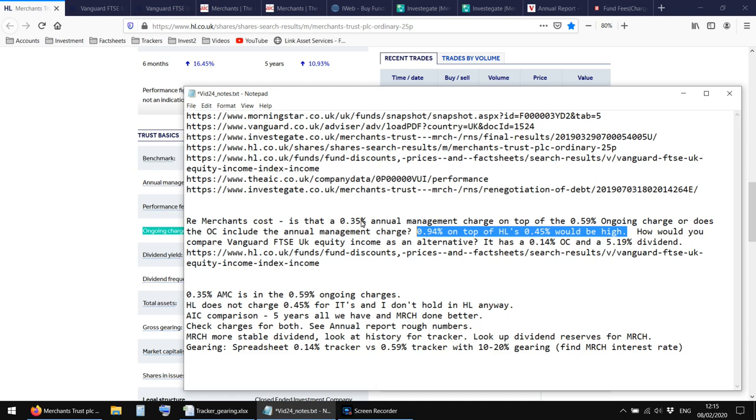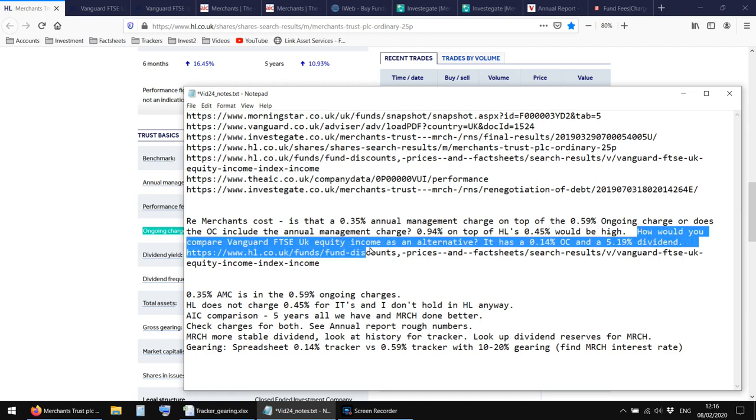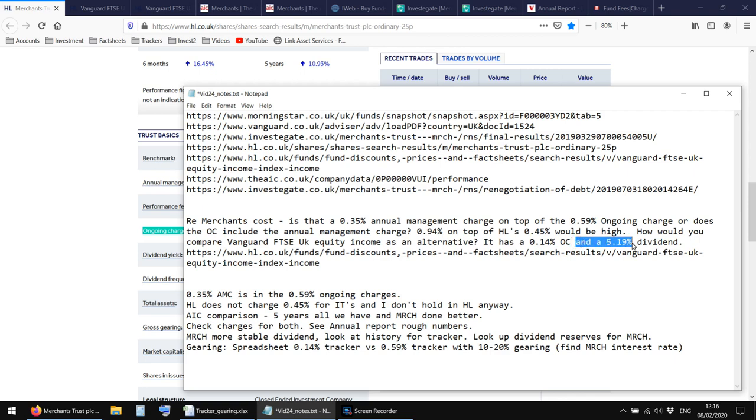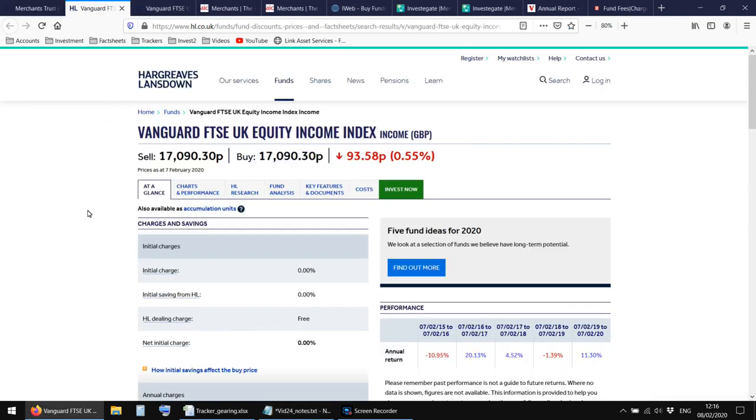The difference between 0.35 and 0.59 varies depending on how much cost they incur. If they trade a lot, it'll go higher. If they don't trade so much, it'll go lower. And then he asks, how would you compare it to the Vanguard FTSE UK Equity Income as an alternative? It has a 0.414% OC, ongoing charge, and 5.19% dividend. So let's have a look at it.